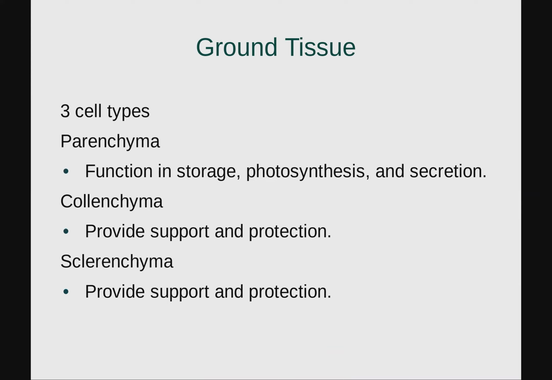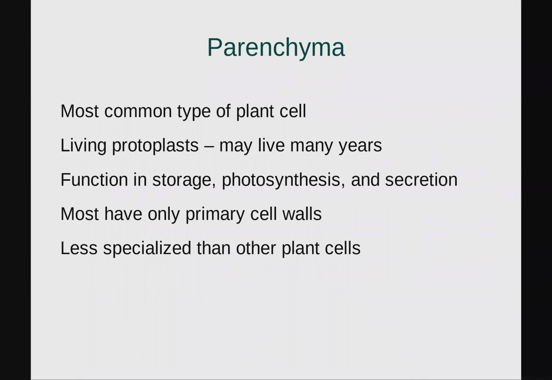Now we'll switch to talking about ground tissue, of which there are three types, and I think they're kind of fun to say. We have the parenchyma, the collenchyma, and the sclerenchyma. Now let's dive into these three types, first leading with the parenchyma. The parenchyma is by far the most common type of plant cell out there. It is what we call living protoplasts, i.e. they live for many, many years. You can think of them like your average everyday tissue in your body. It lives for many, many years.